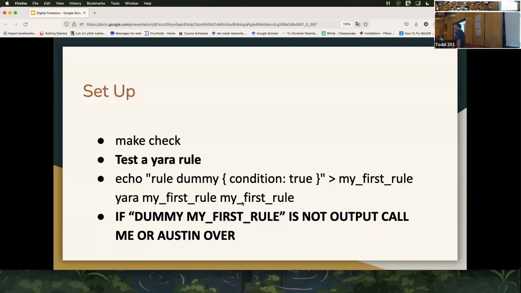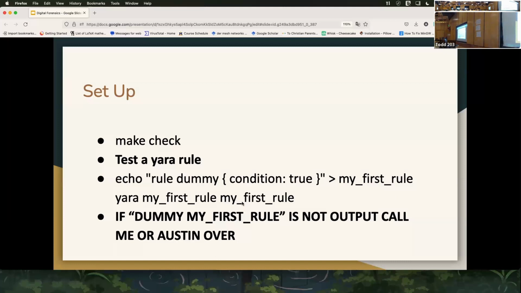Command not found. Oh, I spelled it wrong. Don't type in test Yara. Type in the echo. Don't type the stuff in bold. We're just typing echo. So we're testing Yara.